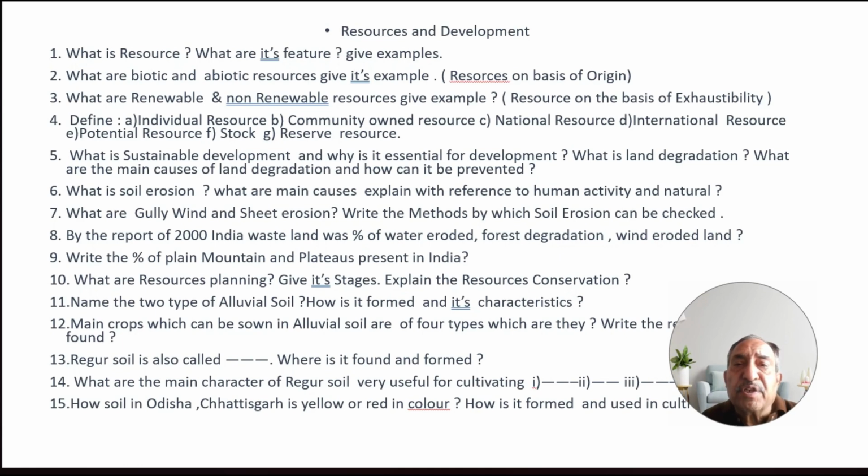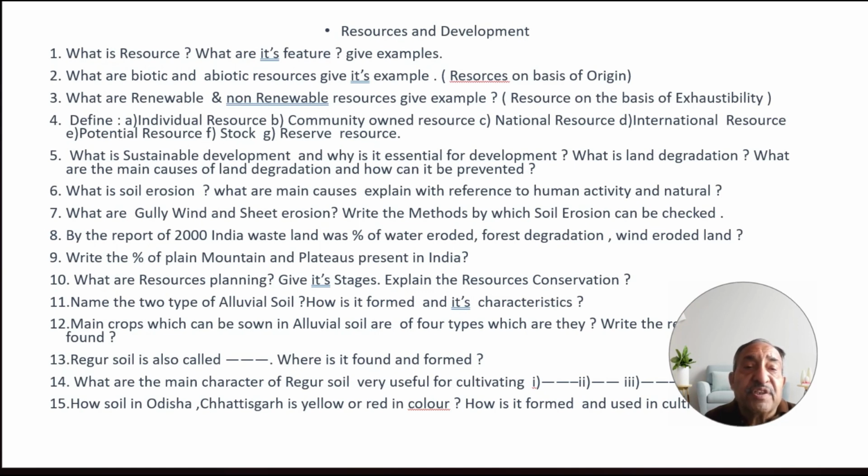एंड एबायोटिक रिसोर्सेज, गिव इट्स एग्जांपल। Next, resources on the basis of origin. Next, what are renewable and non-renewable resources? Give examples. Resources on the basis of exhaustibility. फिर आता है individual resource, community owned resource, national resources, international resources, potential resources, stock and reserve resources.